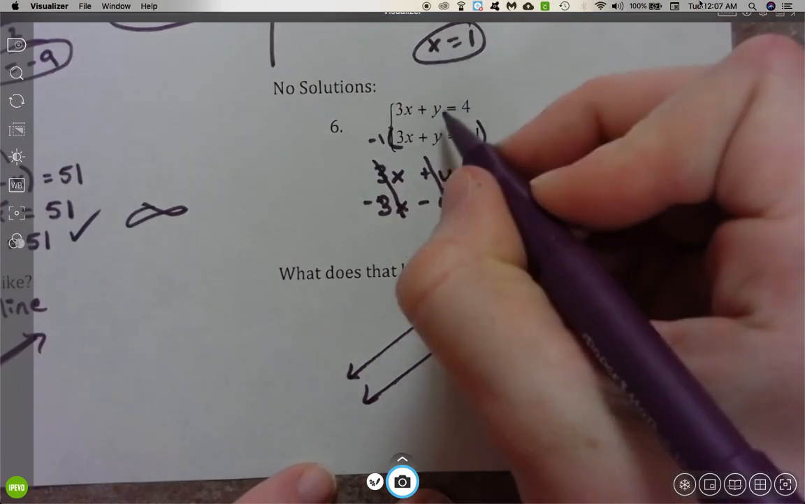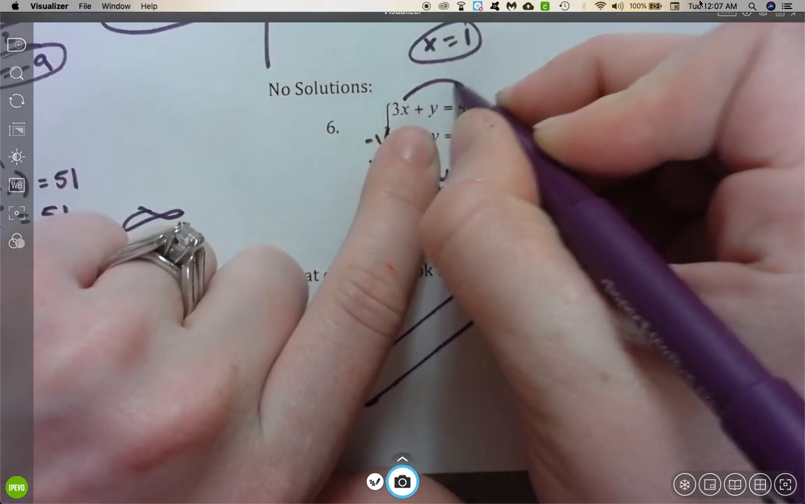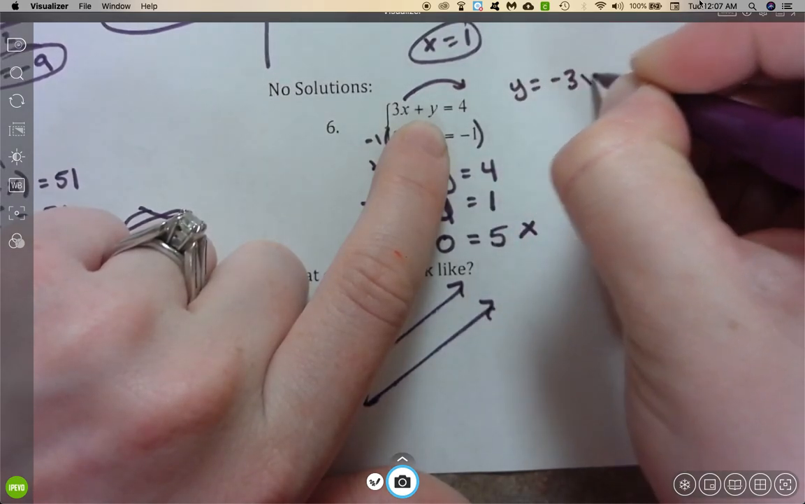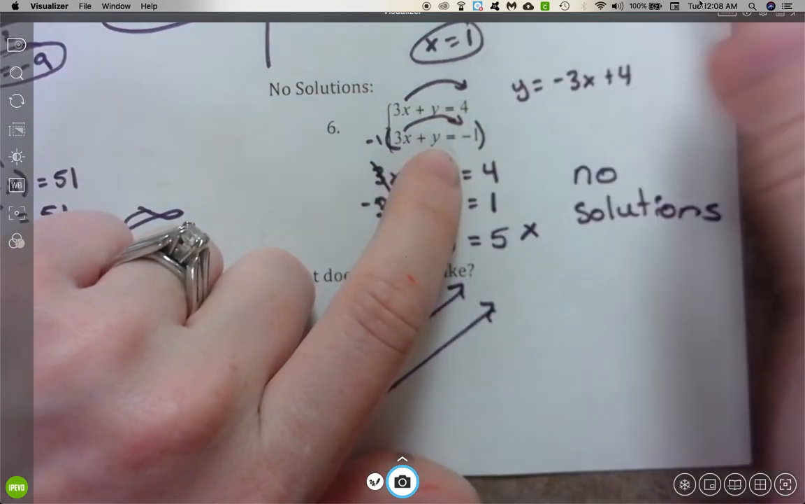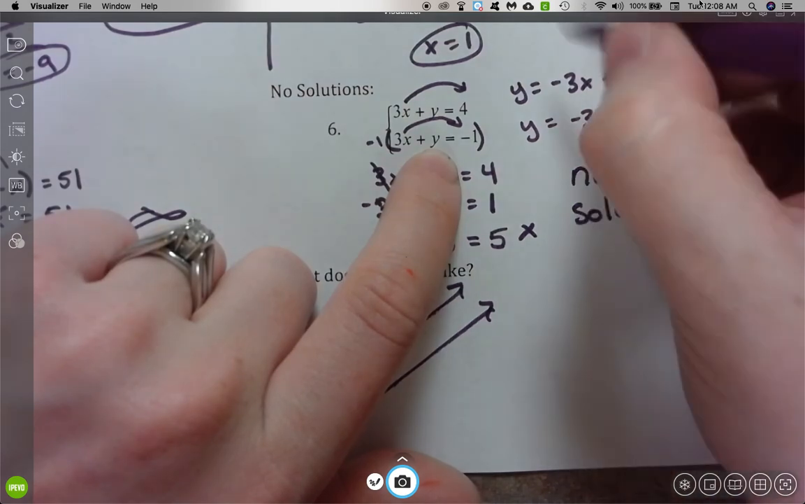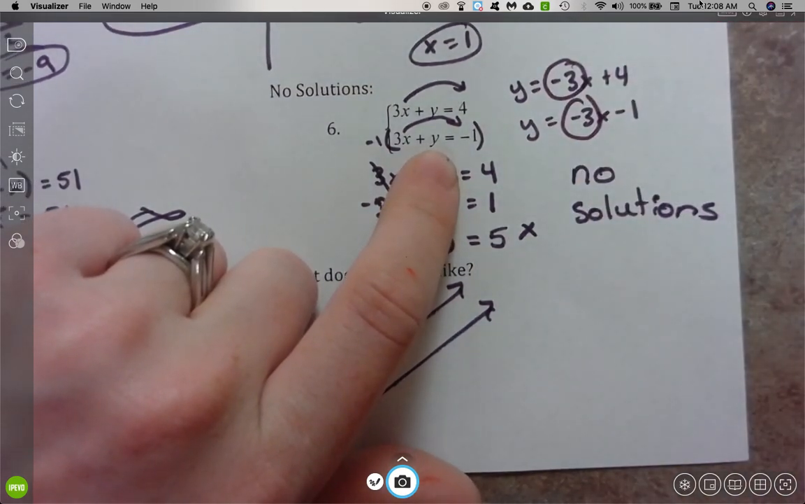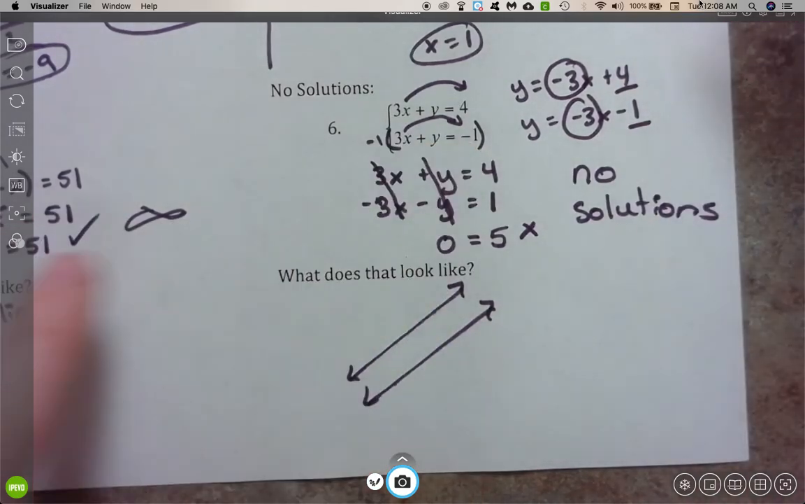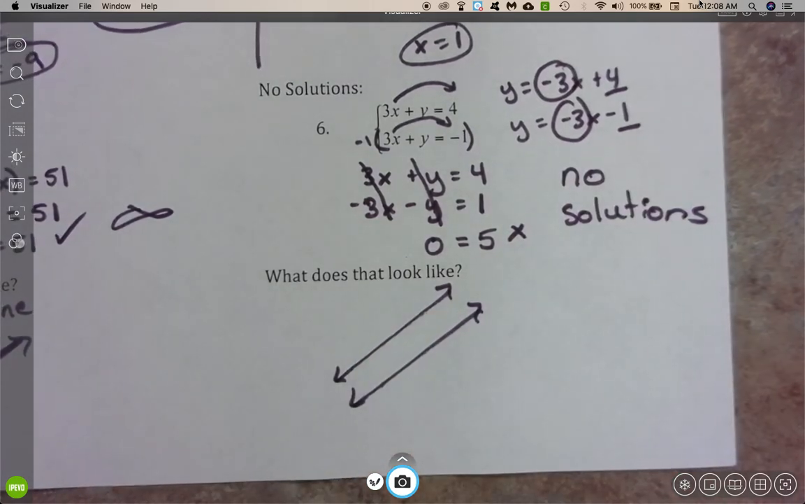Okay, and in fact, that's consistent with what's up above here, because if I would move this 3x to the other side, I would end up with y equals negative 3x plus 4. That's what he would look like. Same thing if I move this 3x to the other side, I would have y equals negative 3x minus 1. Well, we know that those two things are parallel because they have the same slope, but they have a different y-intercept. So they're not exactly the same line like these were over here, but they have the same slope and a different y-intercept. So that's why there's no solutions.